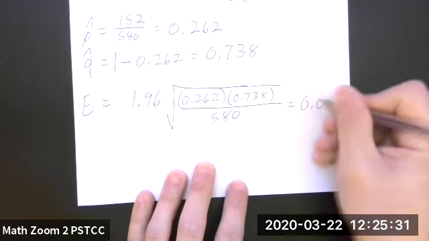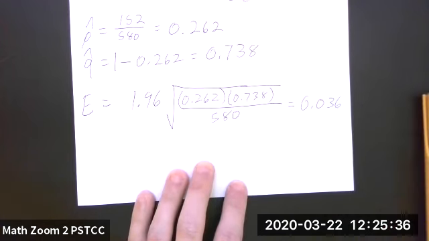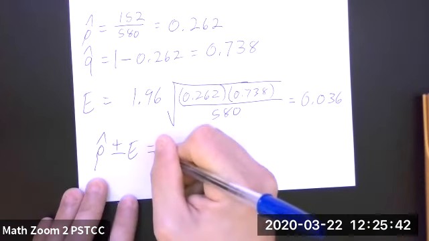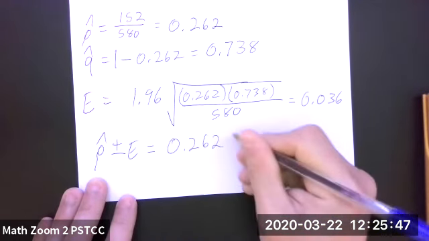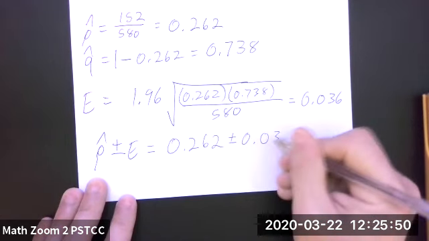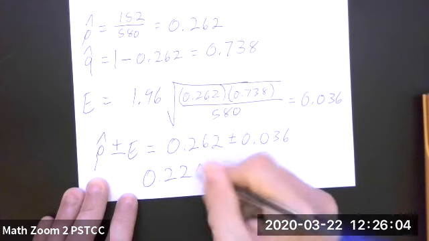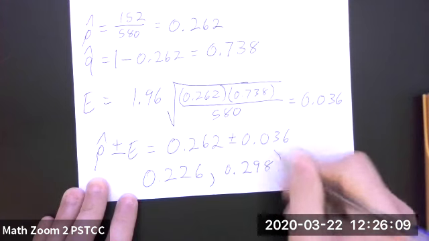The margin of error is 0.036, plus or minus from p-hat. Which gives us a confidence interval of 0.226 and 0.298.